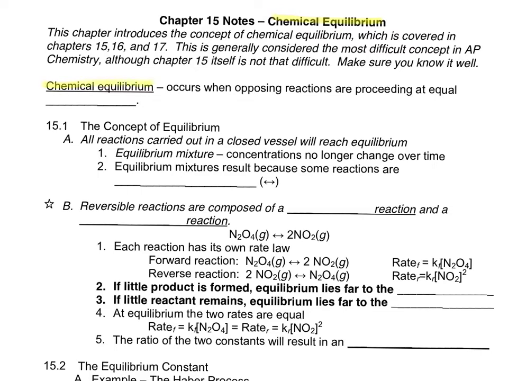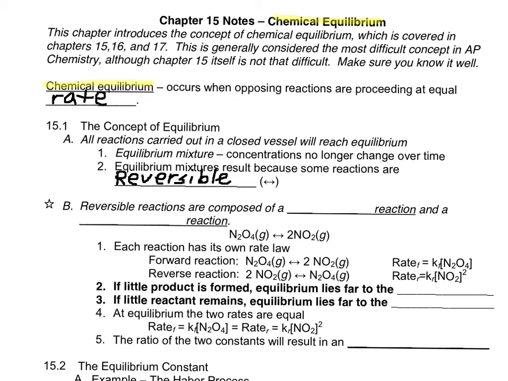Chemical equilibrium happens where you have 2 reactions occurring. One is a forward reaction and one is a reverse reaction, and they occur at the exact same rate. Not all reactions have equilibrium. Equilibrium only happens whenever you have reactions that are reversible.